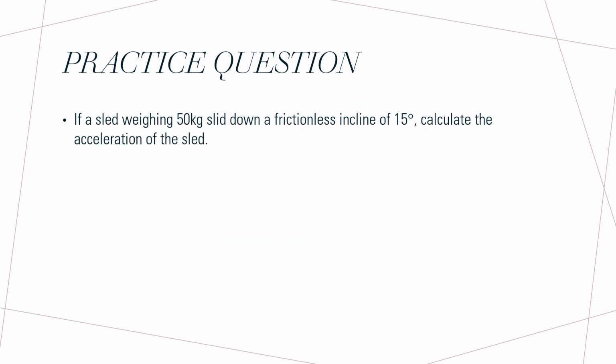So let's open with a little bit of a practice question. In this case, what we have is a sled weighing 50 kilos. It's sliding down a frictionless incline of 50 degrees. We're being asked to calculate the acceleration of the sled. Now, I have made this frictionless to make the problem a little bit more straightforward. So we're just focusing on the effect of the normal force and the gravitational force on the force that's being applied to the sled.